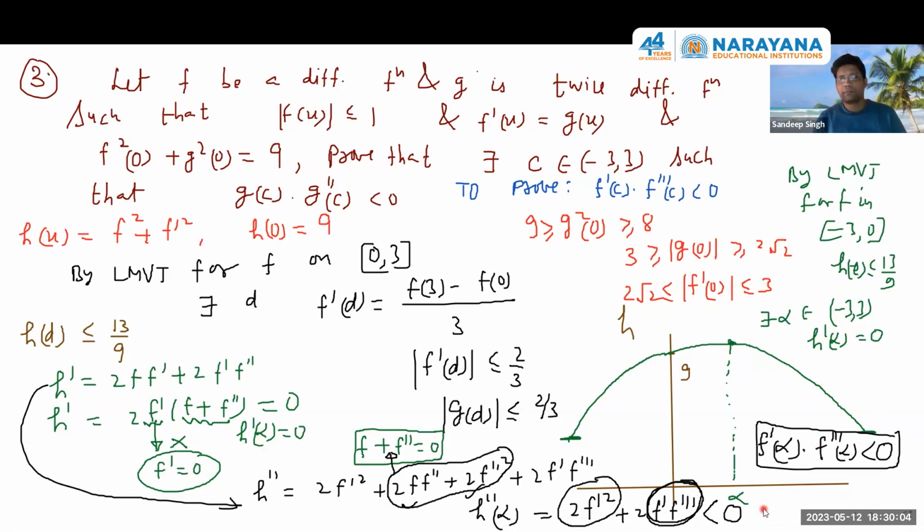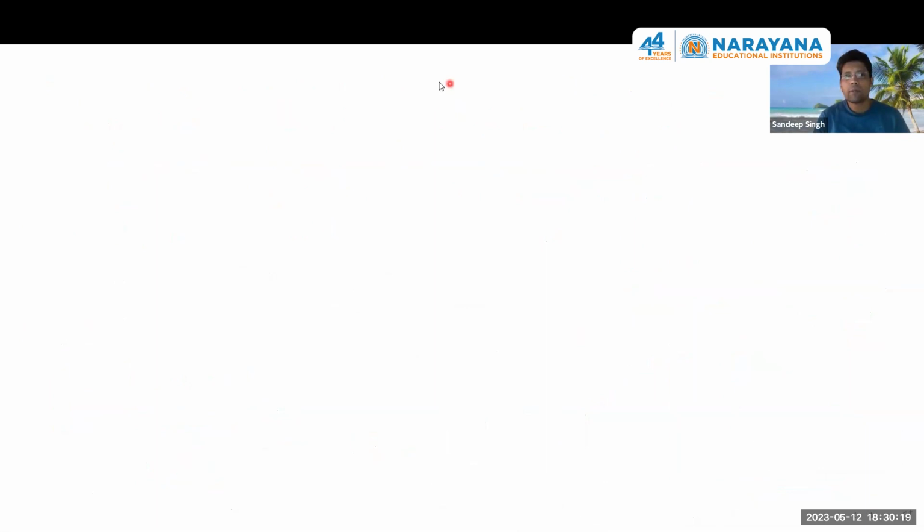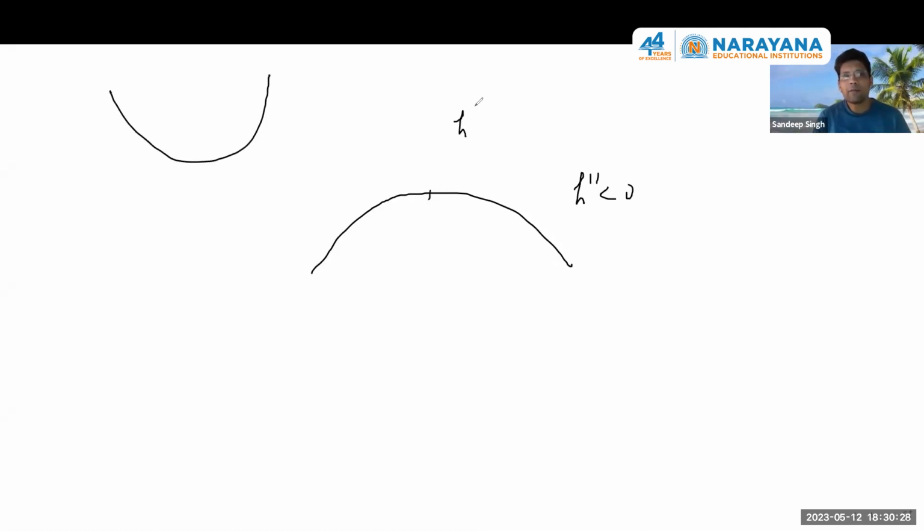So is it clear to all? Sir, can you tell the last part again? Which thing you want to ask? H double dash of alpha, why is it less than 0? When the concavity of any graph is down, you should remember, whenever a graph is like this, its double derivative is always negative. For the point of maxima, first derivative is 0 and second derivative is negative. And for minima, first derivative is 0 and second derivative is positive. Is it clear?